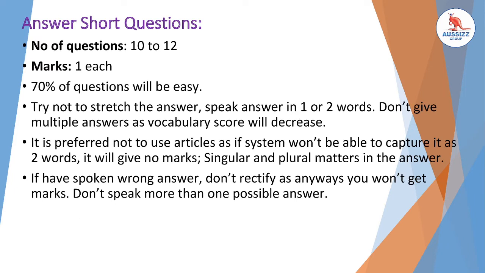Answer short question is the fifth task of the speaking module. It will have 10 to 12 questions. You will have 1 mark for each correct answer, correct response. There won't be any negative marking for a wrong answer. You can expect a 0 score for a wrong answer or the skipped ones. 70% of the questions will be easy in nature, which means it would be the basic level of questions.